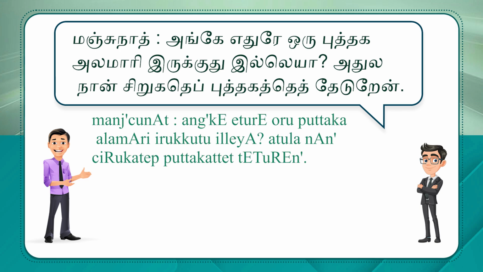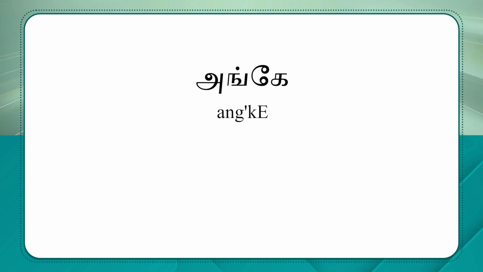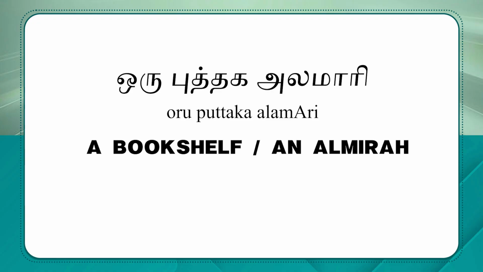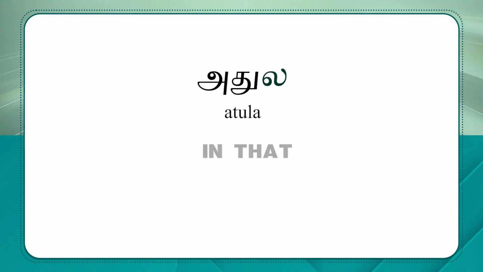Manjunath: அங்கே ஒரு புத்தக அலமாரி இருக்குது இல்லையா, அதில் நான் சிறுகதை புத்தகத்தை தேடுறேன். This sentence translates to, there is a bookshelf opposite, isn't it? I will search for the short story book there. Here the word அங்கே means there in English. ஒரு புத்தக அலமாரி, it means a bookshelf or an almirah. இருக்குது இல்லையா, which means isn't it? அதிலே, which means in that.